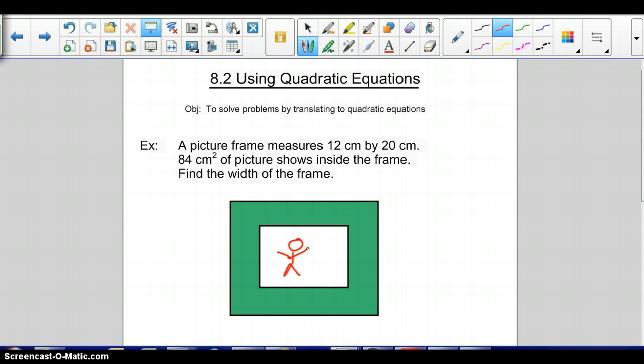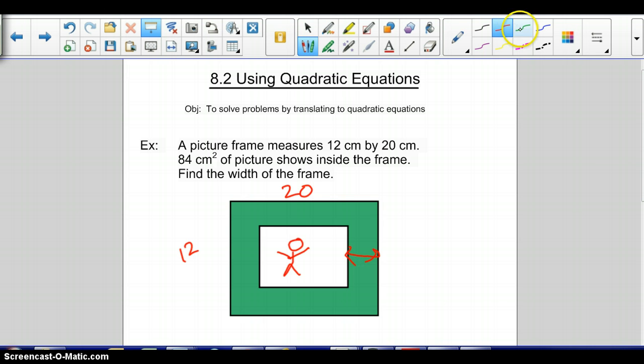Okay, so it says the picture frame measures 12 centimeters by 20 centimeters. So I'm going to label the sides. The length is 20 centimeters, the width is 12. And we also know that the inside of the frame here is 84 centimeters squared. So that's area, and we know we get area from length times width. Right? And we're looking for the width of the frame. So this width here is what we're looking for.